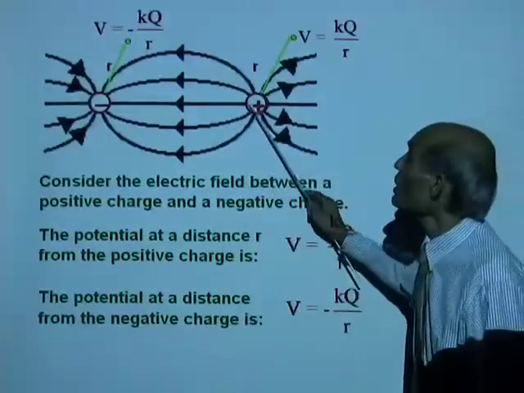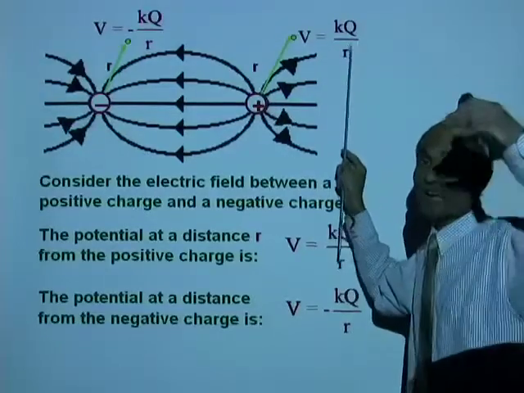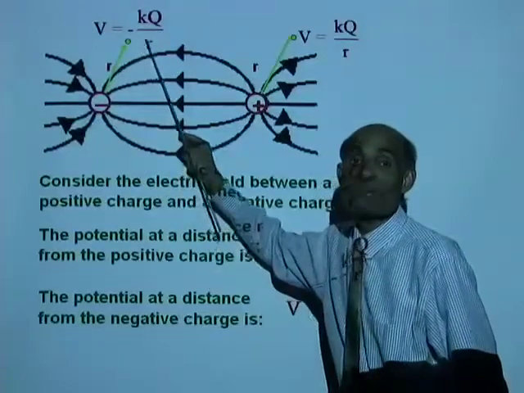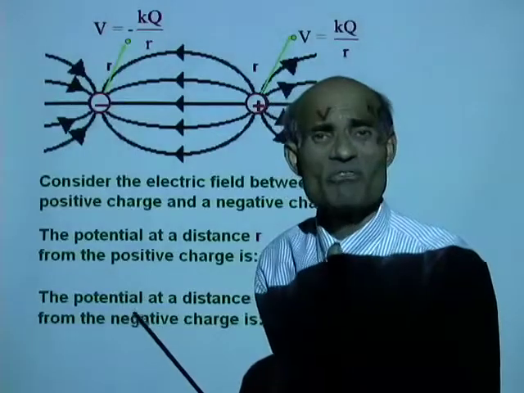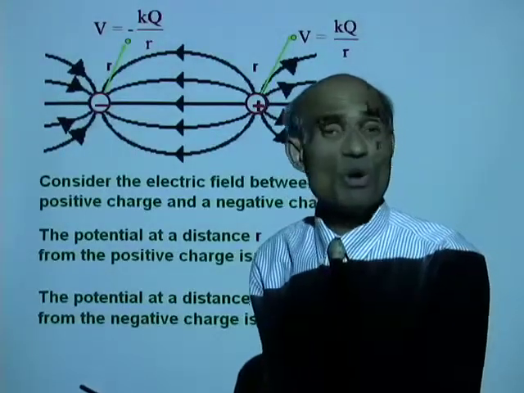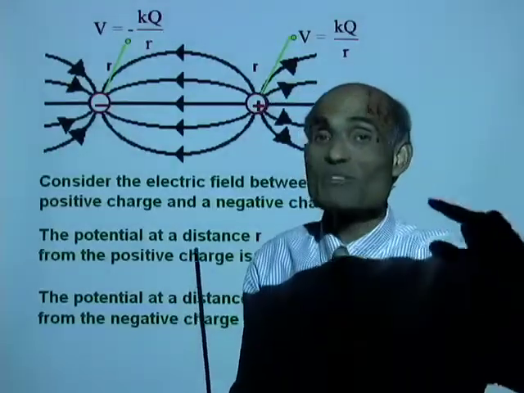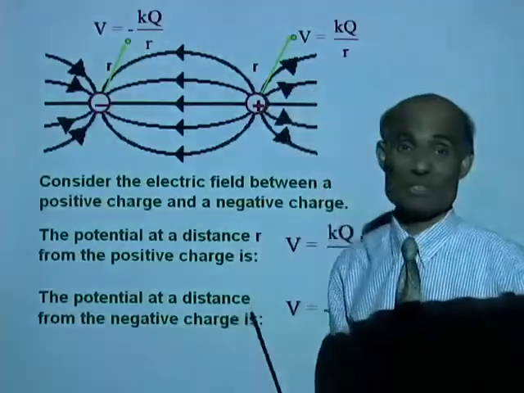The potential due to a positive charge will be positive, a high potential. The potential due to a negative charge will be a negative potential. Well, does it mean that the potential is a vector quantity? No, potential is a scalar quantity. While electric field is a vector quantity, potential is a scalar quantity.